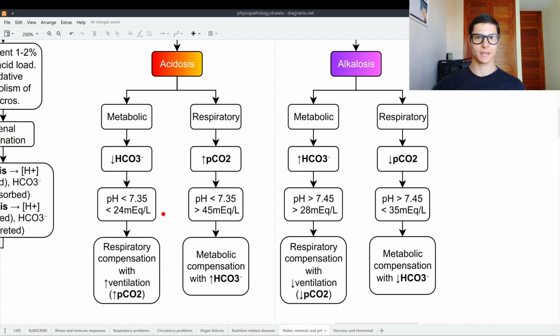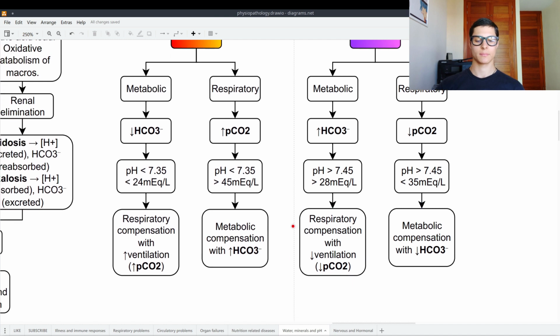Now something very interesting happens, because in a metabolic acidosis we have a respiratory compensation with a higher ventilation. We start breathing a lot. And in a respiratory acidosis we have a metabolic compensation. We increase the bicarbonate. And the reverse also happens. In the metabolic alkalosis, the respiratory compensation is lowering the ventilation. And in a respiratory alkalosis it is by lowering the bicarbonate.